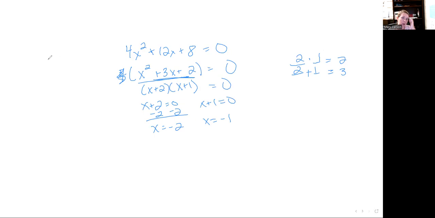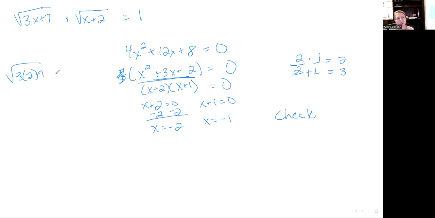Okay. Now remember, our original equation was the square root of 3x plus 7 plus the square root of x plus 2 equals 1. So again, we have to check our answer. And so we take negative 2 and plug it back in. The square root of 3 times negative 2 plus 7 plus the square root of negative 2 plus 2. Is that equal to 1? 3, that's a negative 6 plus 7. That's going to be the square root of 1 plus the square root of 0. The square root of 0 is just 0. Square root of 1 is 1. So 1 equals 1. That looks like it works.